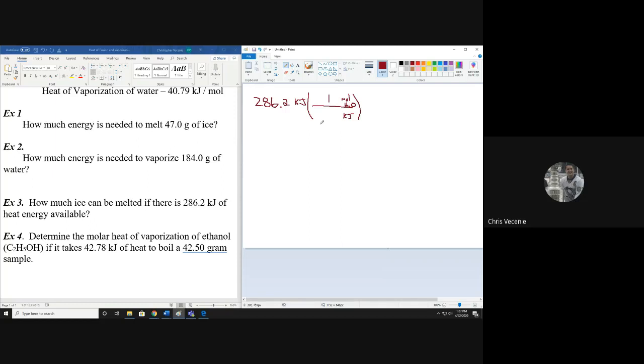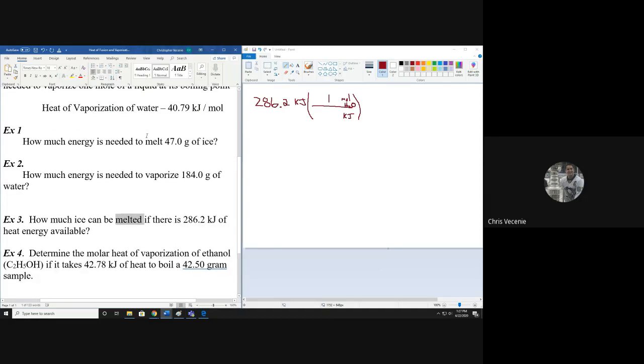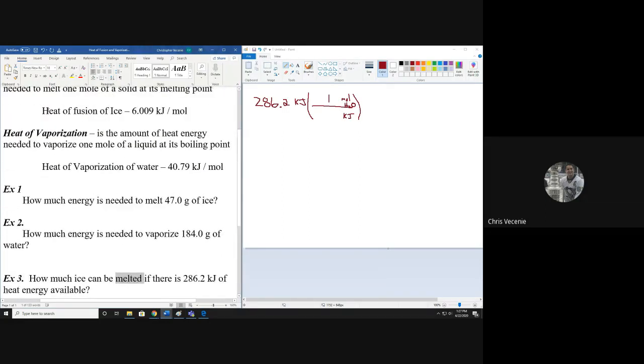The kilojoule number is based on what we're doing. So I have to read and see how much ice can be melted. Because I'm melting, I know I need to jump up here and use the heat of fusion, the heat of melting number. So I'm going to use the 6.009 value there. So I just got myself into moles. And because it said how much, you'd be okay stopping right there. Now I'll go the extra step just to show you how to get it to grams if we needed to, but we'll do it both ways.